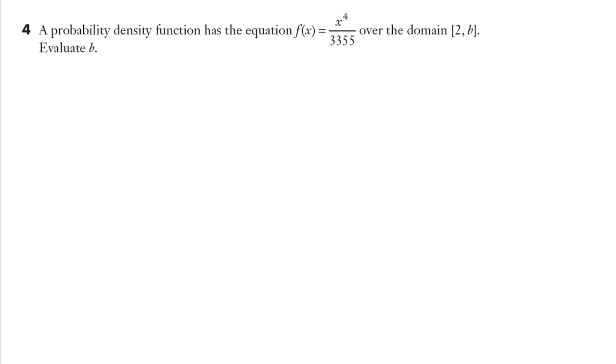Question 4. Our probability density function has the equation f of x equals x to the 4 over 3355. And we're given a domain, so 2 to some upper limit of that domain b. And it wants us to evaluate b.